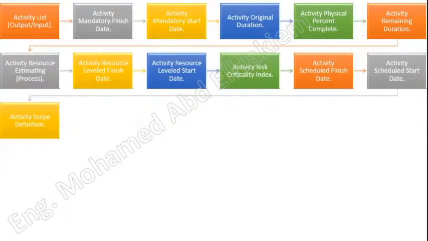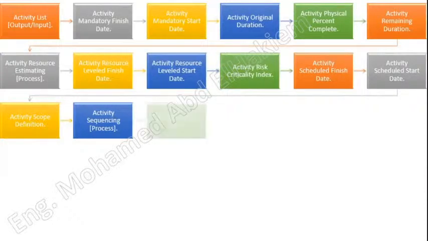Activity scope definition. Documented narrative describing the work represented by the activity. Activity sequencing process. The process of identifying and documenting dependencies among schedule activities. Activity start date. A point in time associated with the beginning of the schedule activity in a project. Usually qualified by one of the following: actual, baseline, current, early, late, scheduled, or target.